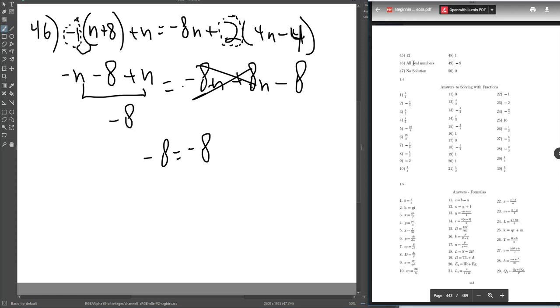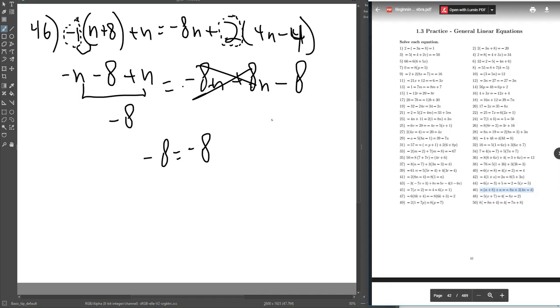All real numbers. That's another one of those trick questions. Yes. So no matter what you put in n, it'll always be okay because negative 8 equals negative 8. That's so brilliant. What they're saying here is that by eliminating the n's and being left with two numbers that are the exact same thing on the other side, no matter what I replace n with, I will always come out to minus 8 equals minus 8. Get it? Well, if you don't, listen to this again. Moving on.